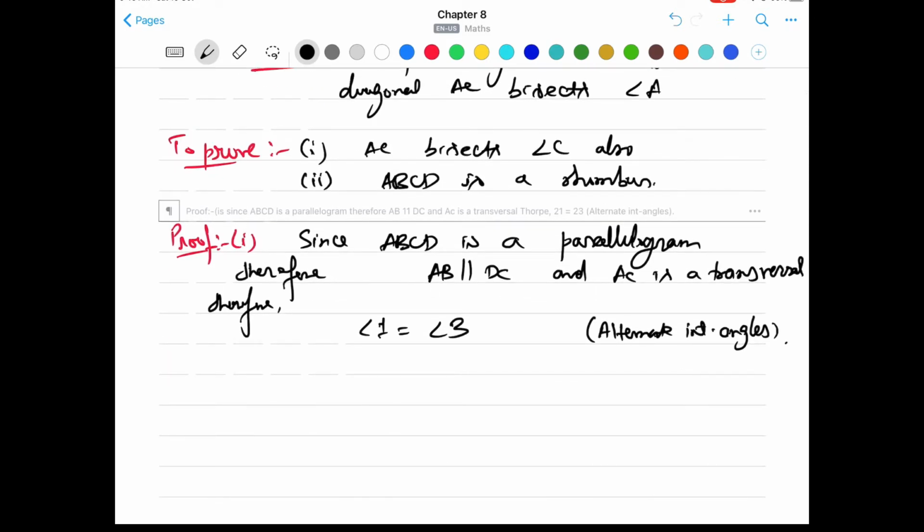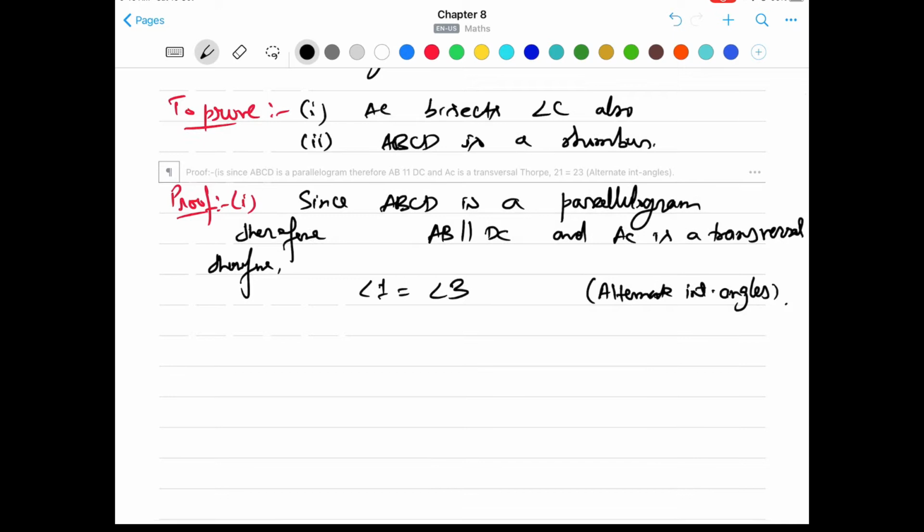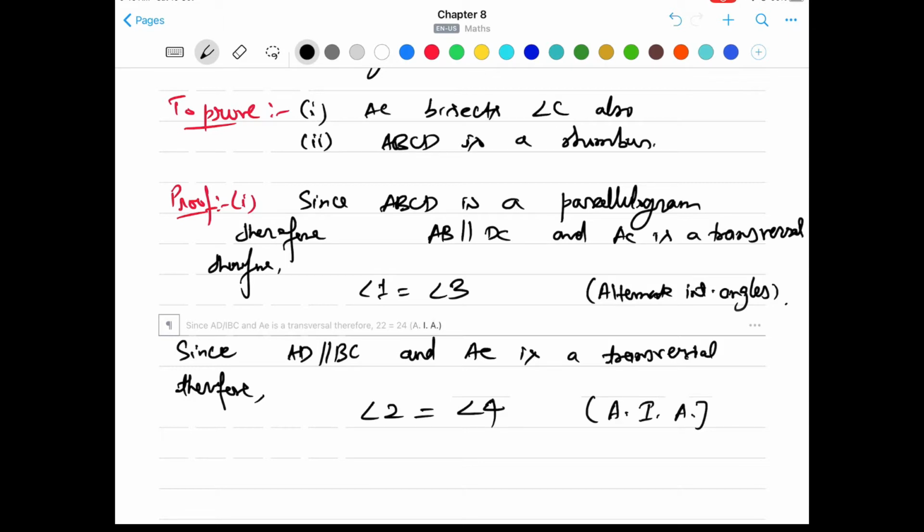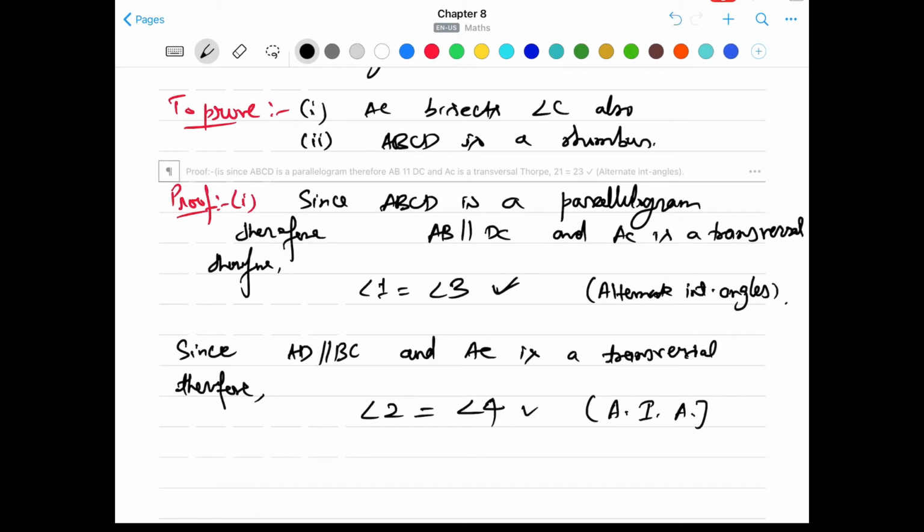Similarly, since AD is parallel to BC and AC is a transversal, therefore angle 2 will be equal to angle 4, again because they are alternate interior angles. AIA means alternate interior angles. So we got angle 1 is equal to angle 3 and angle 2 is equal to angle 4.